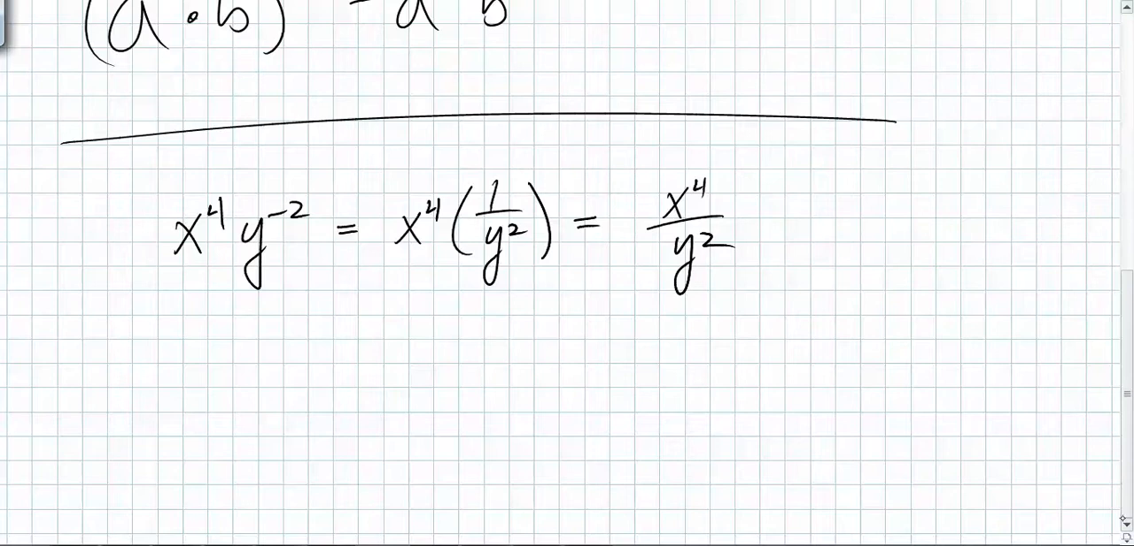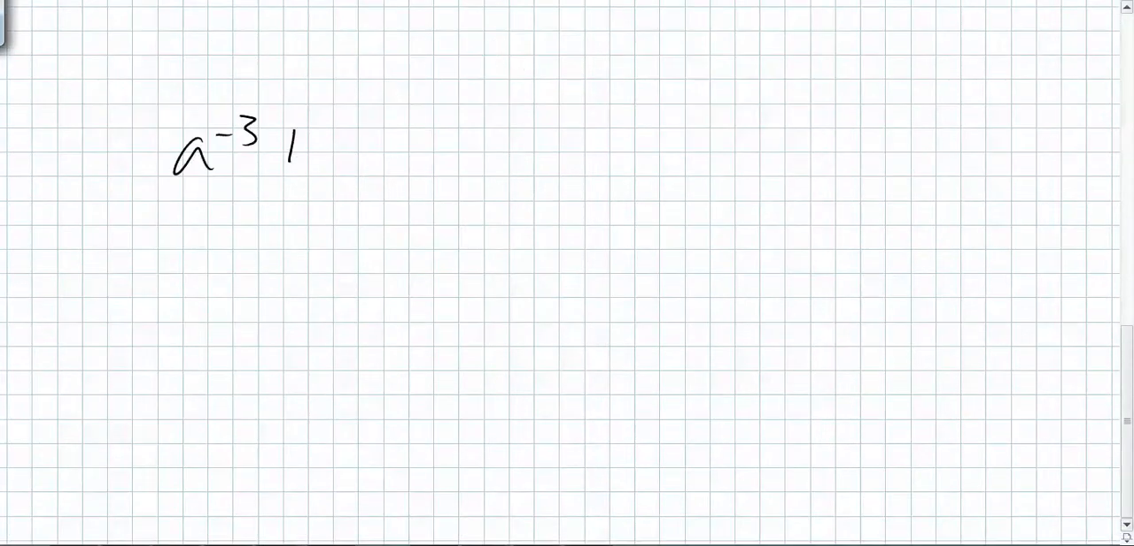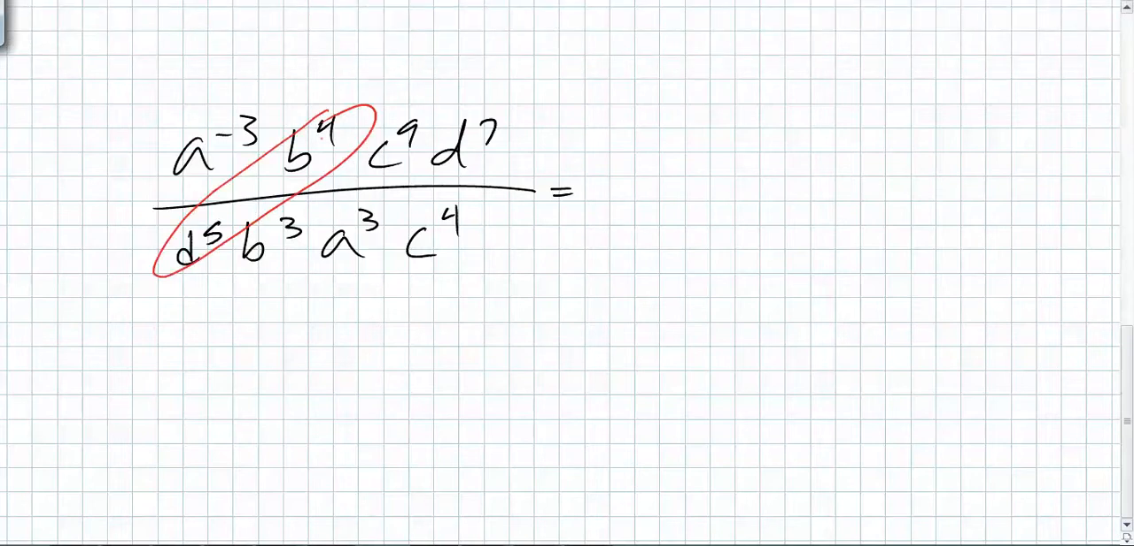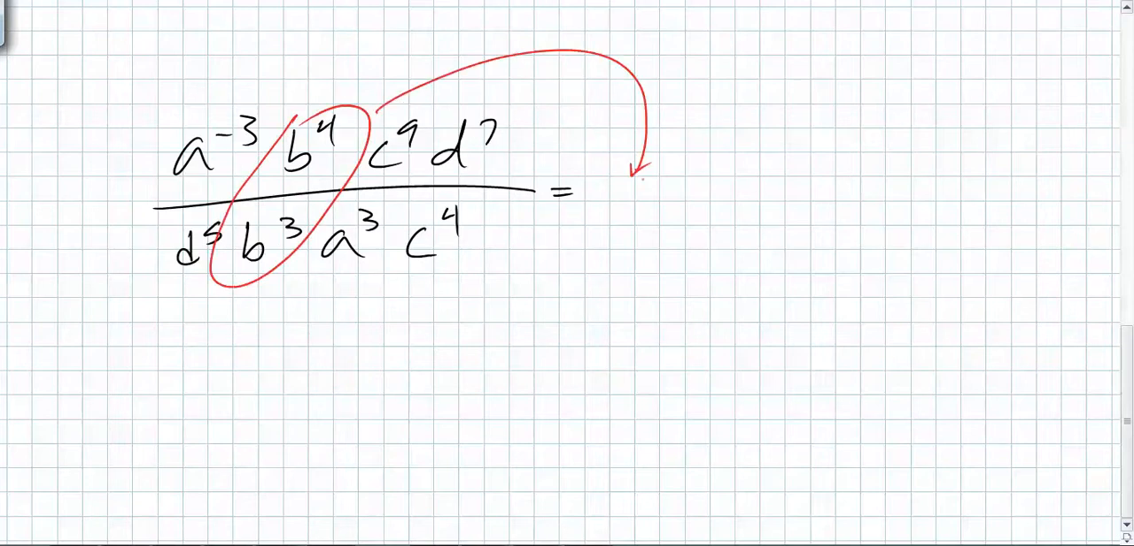Exactly. So what happens if I gave you this? Ready? A to the negative 3, b to the 4, c to the 9, d to the 7, over d to the 5, b to the 3rd, a to the 3, c to the 4. How would I simplify that? What should I do? Well, I'll give you a hint. Right here. What's b to the 4th over b to the 3rd? B to the what? 4 minus 3. Exactly.